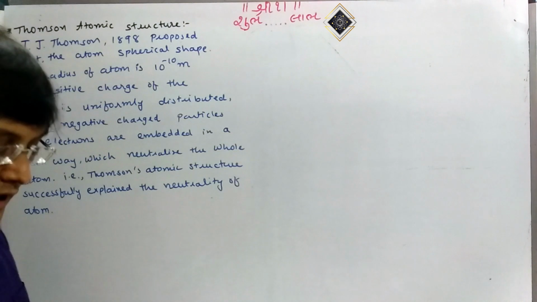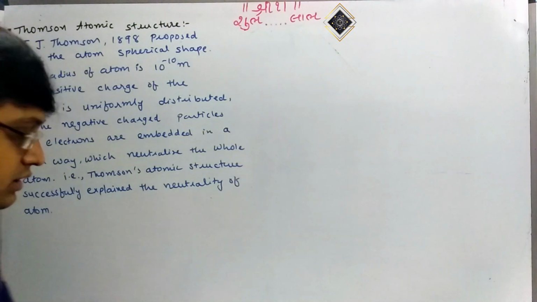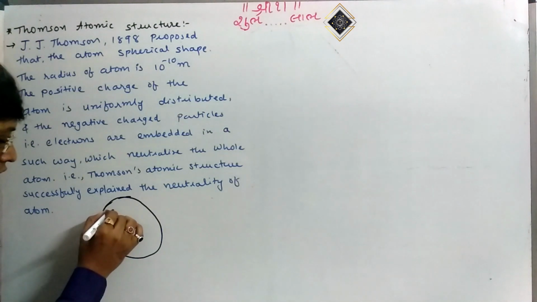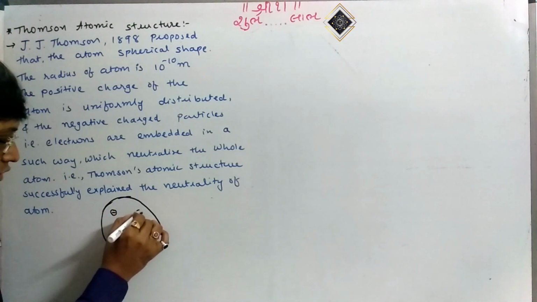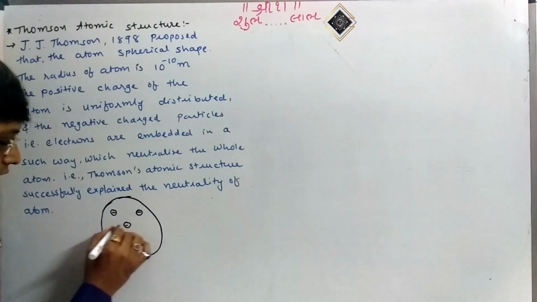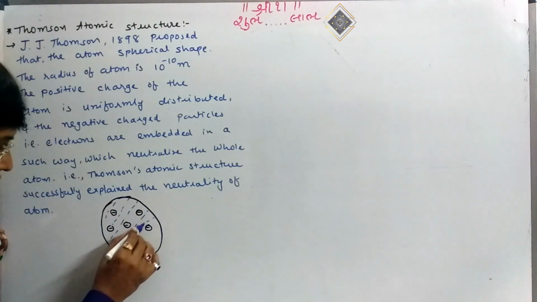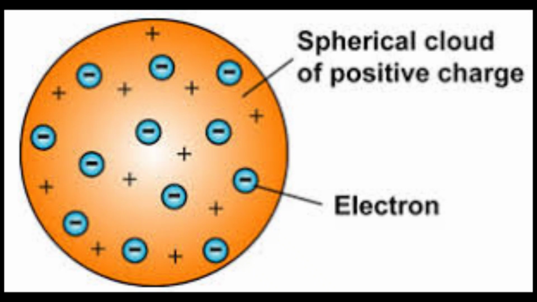The structure of the atom according to Thomson is supposed to be like this. This one is a sphere, and negatively charged electrons are embedded in it. This whole part is positive. He also concluded that the mass of the atom is uniformly distributed in the sphere.